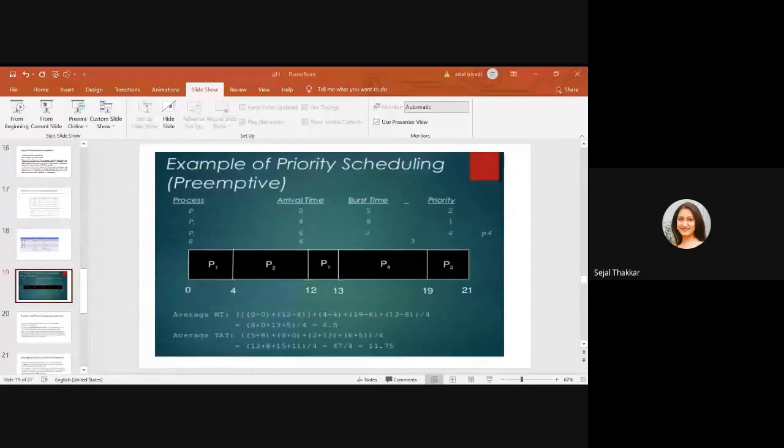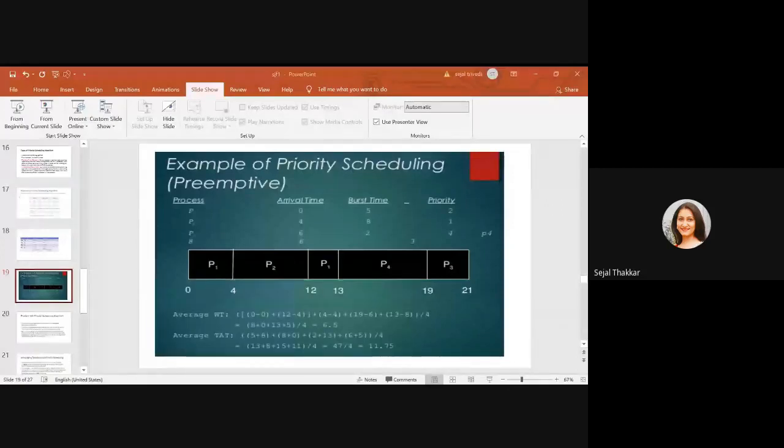So first we need to check the criteria of arrival time, whether the process arrived or not. If it arrived, then only you can proceed. If it is not arrived, then you cannot proceed. So highest priority process is P2, but P2 is not arrived. P2's arrival time is 4. So at time 0, only one process arrived, and that is P1. Now we need to execute the P1.